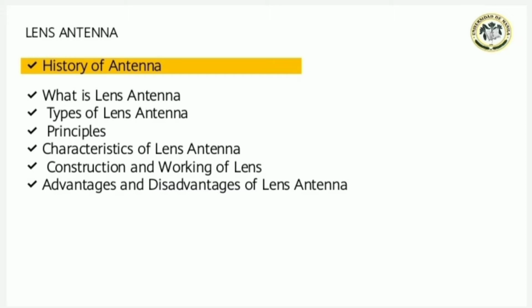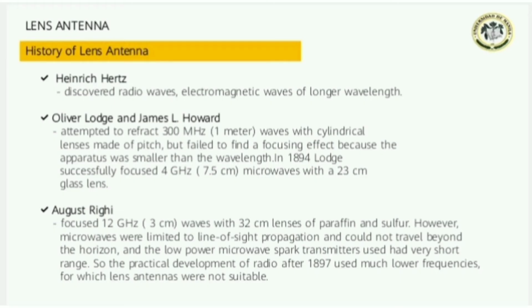First, I discuss the history of lens antenna. The first scientist who attempted to construct a lens antenna is Heinrich Hertz, but he failed to construct it. Although he failed, he discovered radio waves, electromagnetic waves of longer wavelength. Early scientists thought of radio waves as a form of visible light.